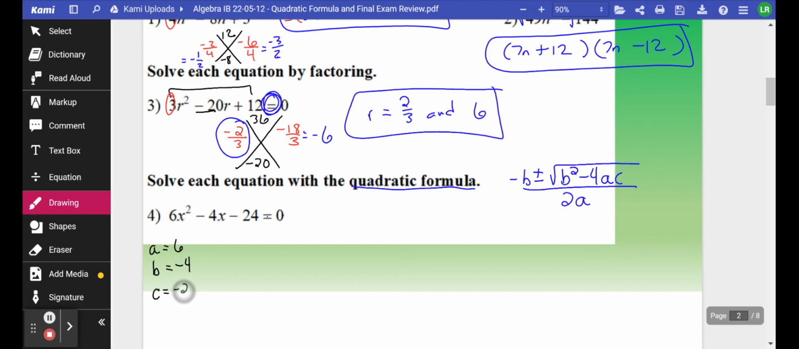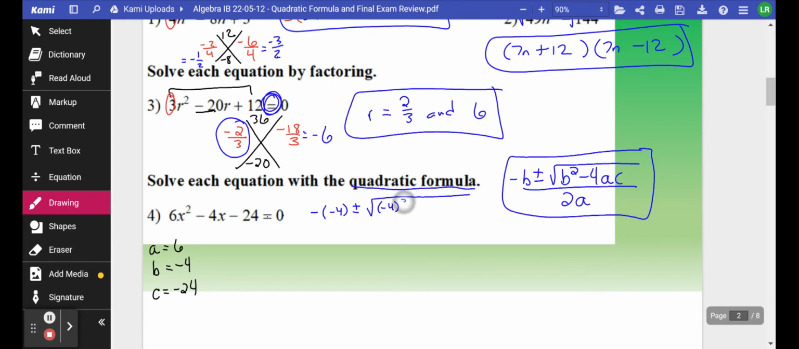C is -24. Now, we're going to be plugging these A, B, and C numbers into this quadratic formula. Okay, so I start off with negative of -b, so negative of -4, plus or minus square root of b squared, so -4 squared minus 4 parentheses 6 parentheses -24, all over 2a. 2 times 6.